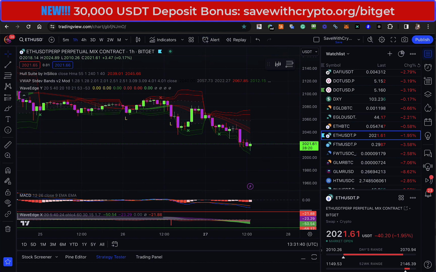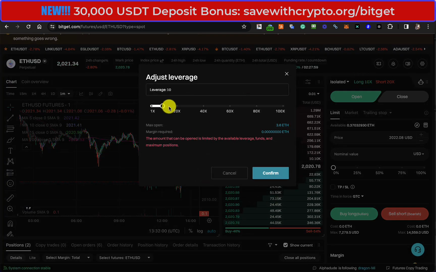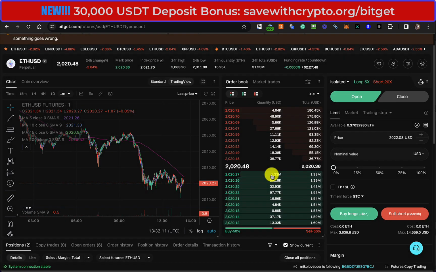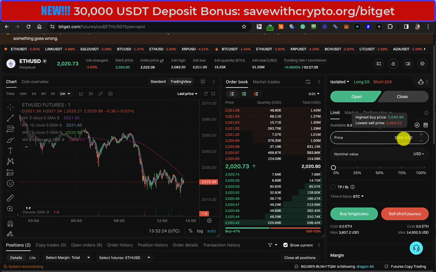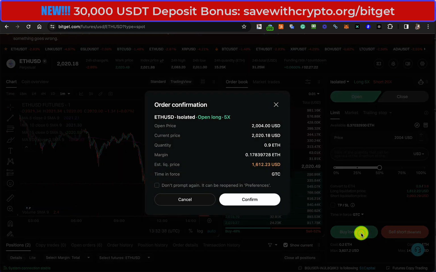So to do that, I just go back to the trade. You need to set your leverage here. I think 10x is a bit too high for Ethereum, so I'm going to go for 5x. And you want to make sure you're on isolated as well. So I'm going to go for 2004 as a price, and I'm going to enter with half of my stash. I wouldn't normally suggest using this much, but I do have access to more Ethereum if I need it, so bear that in mind.